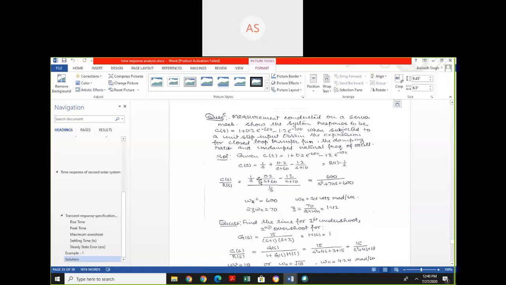Measurement conducted on a servo mechanism shows that the system response is c(t) equal to 1 plus 0.2 exponential minus 60t minus 1.2 exponential minus 10t when subjected to a unit step input. Obtain the expression for the closed loop transfer function, the damping ratio and the undamped natural frequency of oscillation. This is the given transient response. Take the Laplace transform of this, you get the value of C(s), and C(s) is equal to this.